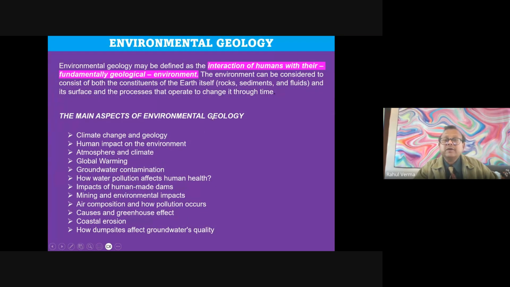Now we are coming to environmental geology. That is one of the greatest debates in modern times, because we are developing at a very fast rate, and we are producing too much harmful gases, sanitation waste and dumping waste. So this study deals with the interaction of humans with their fundamentally geological environment. The main aspects are climate change, human impact, atmosphere and climate, global warming, groundwater contamination, pollution, human-made dam impact, mining environment impacts, impact of all human activities on nature.